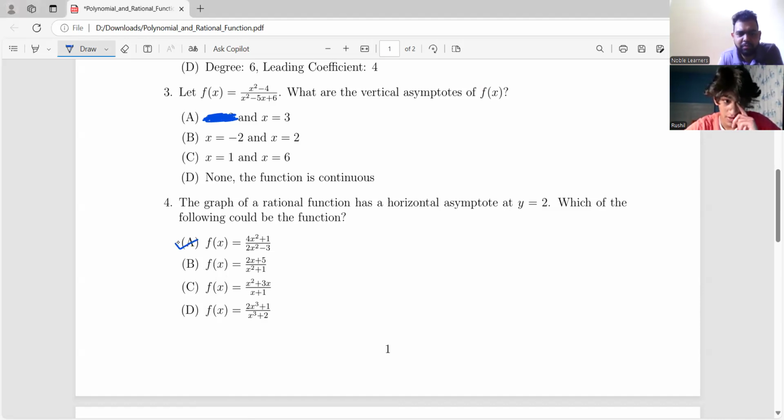What would be the answer for option B? The numerator is less than the denominator, so y equals zero, right? And what would be the answer for option C? Horizontal asymptote? Would it be like a line? That would be like a line. That means for option C, there is no horizontal asymptote. It's a slant asymptote. Yeah, correct.